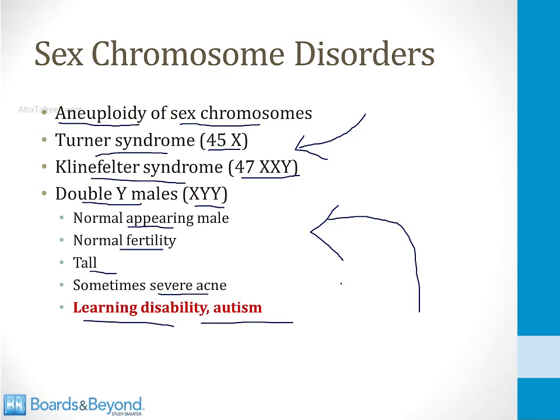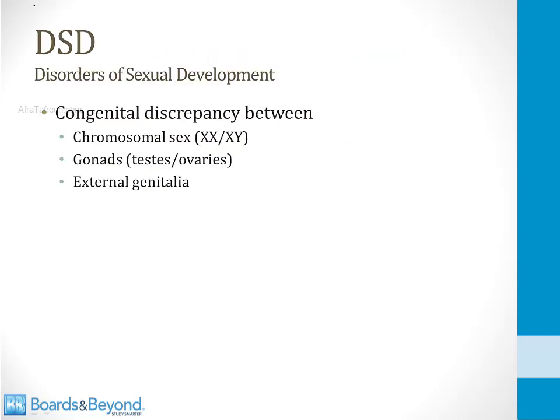And these are different from what we're going to talk about in the rest of this video, which are disorders of sexual development. In disorders of sexual development, there is a congenital discrepancy between the chromosomal sex, which is either XX or XY, and the gonads, the testes and ovaries, and the external genitalia. So individuals with any of the disorders we're going to talk about in this video have a normal number of sex chromosomes. They're either XX or XY. But for one reason or another, their gonads and their genitalia do not develop normally.